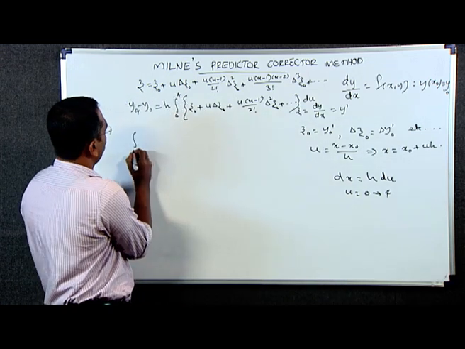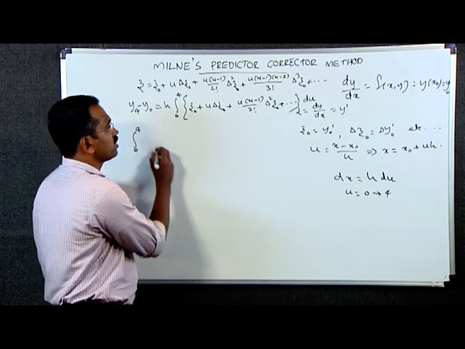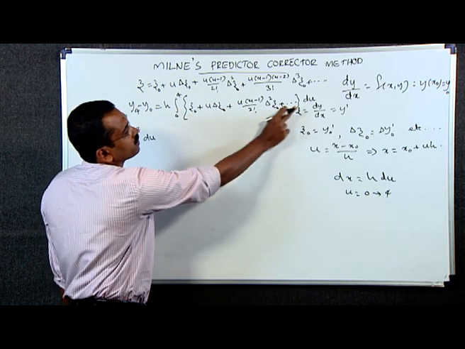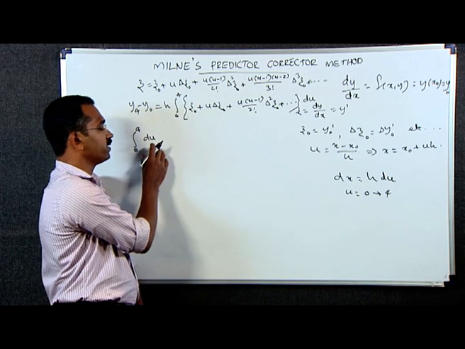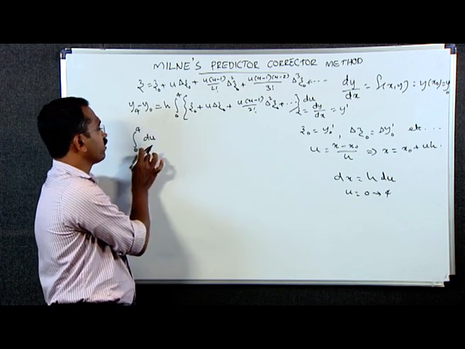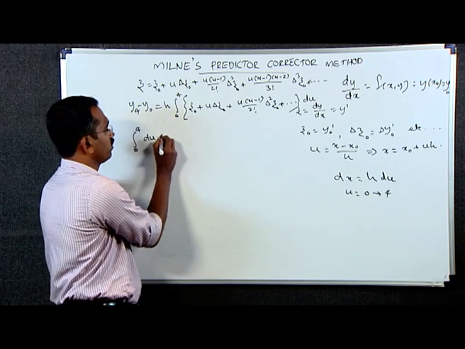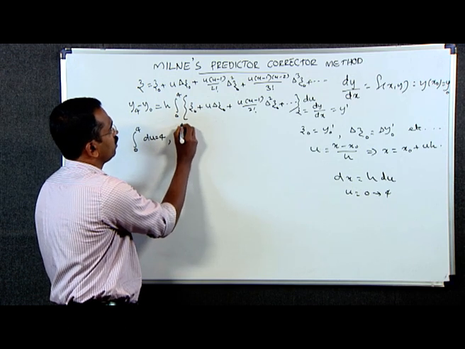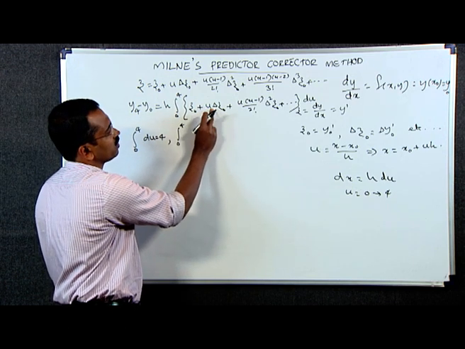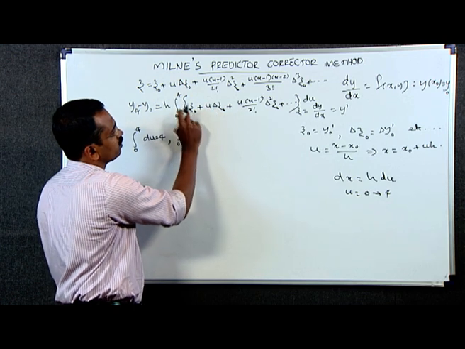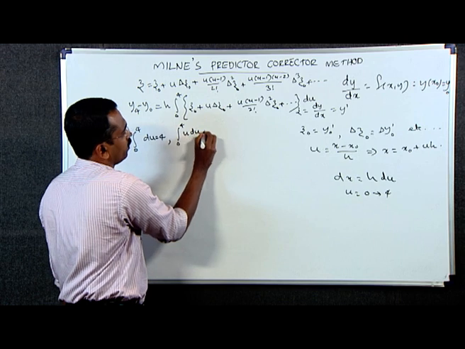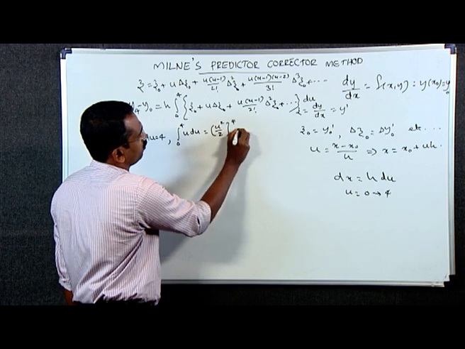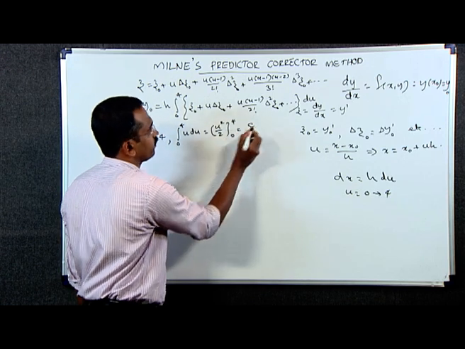Now, the first term is integral from 0 to 4 of z naught du. We evaluate separately. We can write integral from 0 to 4 du as 4. Integral from 0 to 4 of delta z naught, which is a constant, so we integrate integral from 0 to 4 of u du, which is equal to u square by 2 between the limits 0 and 4, which is equal to 8.